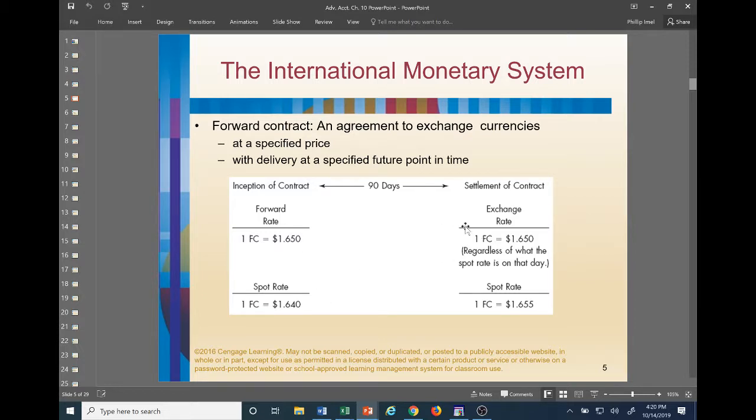So in this case right here, we're looking at a premium. And what determines whether it is a premium or a discount, once again? If the original fixed forward rate, right here, 1.650, is greater than the spot rate at inception. So the spot rate is 1.640, so we see that it's greater, so this means it's going to be a premium. If this forward rate was actually less than the spot rate, it'd be a discount. So that's important to know there.